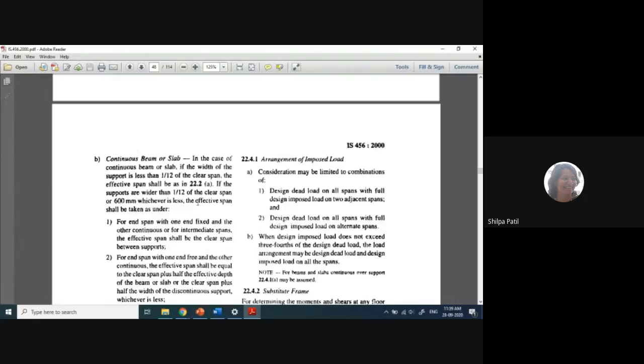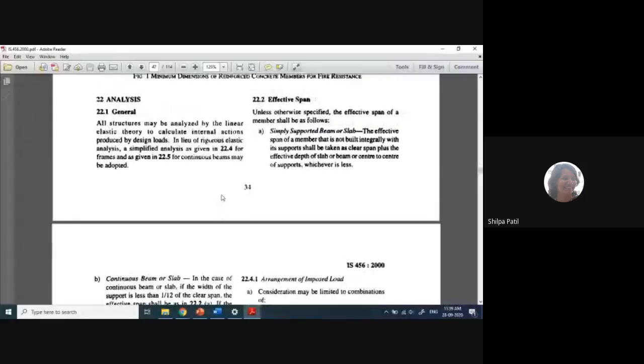Now, for the other two spans, as these three criteria are not applicable, the 22.2a criteria is applicable. That is, whatever criteria we have used for a simply supported beam, the same we have to use. So, what is the criteria? Clear span plus effective depth of the slab or center to center of the support, whichever is less. So, what is the clear span plus effective depth? Clear span is 5 meters plus effective depth of the slab or beam. Effective depth is 450, right? So 5000 plus 450, 5450, and center to center.